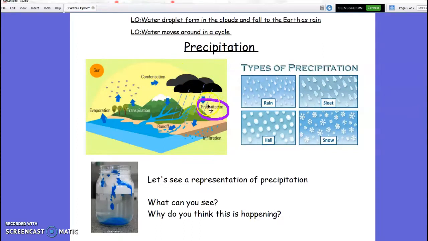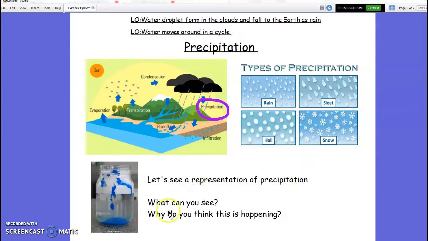So remember, precipitation is when the clouds become too heavy and too full of water vapor that they can't hold it any longer, and so it's released back down onto planet Earth. And there are lots of different types of precipitation: rain, hail, snow, sleet, and of course there's the gas version of it, which is mist and fog.